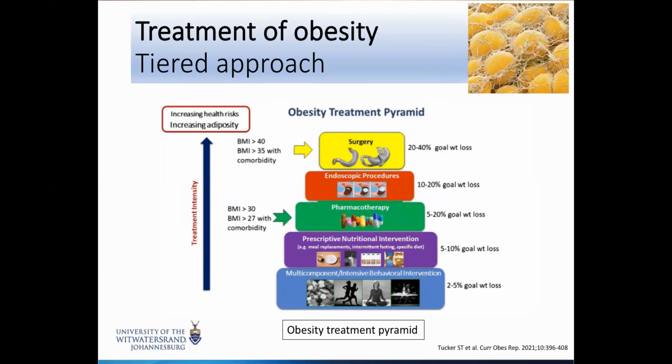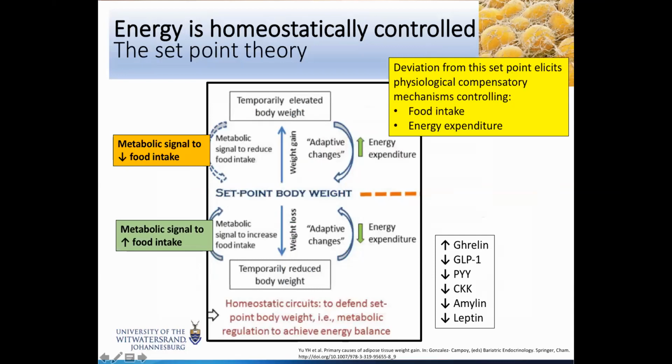What's important is that it's always difficult to achieve weight loss with purely these measures. And the reason for this is not only based on adherence, but also because we have a certain set point, which I want to discuss today. So energy is homeostatically controlled, and this brings me to this set point theory.